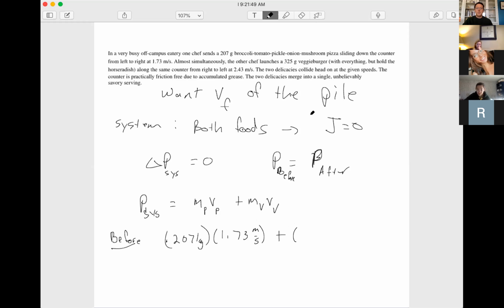that is crazy. The veggie burger has a bigger mass than the pizza. They must be thinking of a slice of pizza.